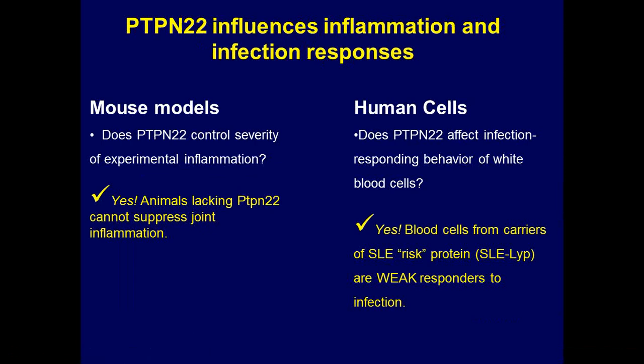This slide, again, just summarizes what I've been telling you, that when we look in the mice that lack PTPN22 on the left, we find that those animals cannot suppress a form of inflammatory arthritis that mimics a kind of inflammation that we see in people with lupus. And when we look at the human cells, we find that those cells are weak responders to infection stimuli in terms of type 1 interferon production. So we conclude from these studies that PTPN22 influences inflammation and type 1 interferon responses to infection. Next slide.